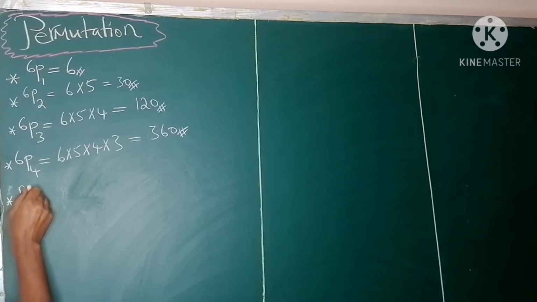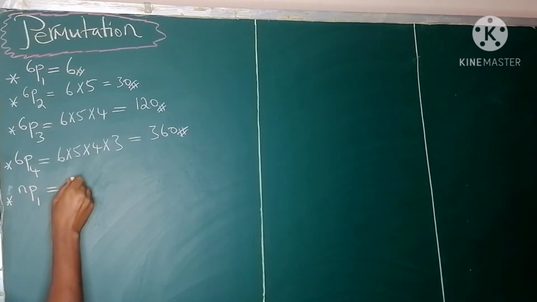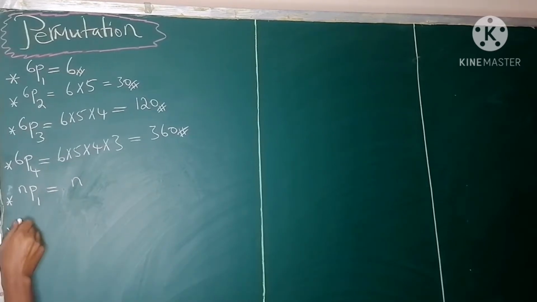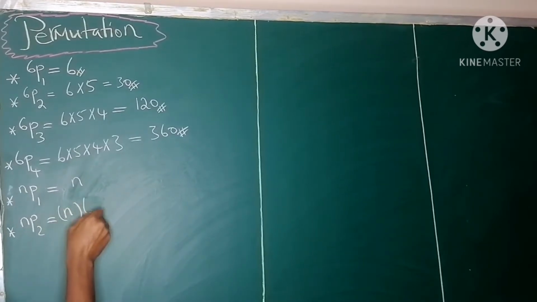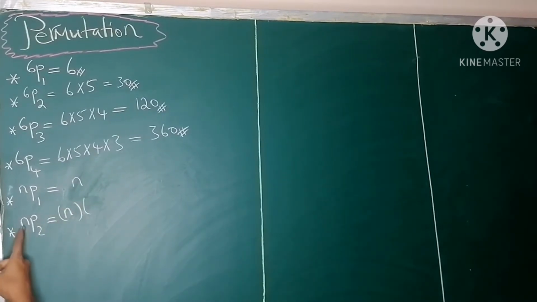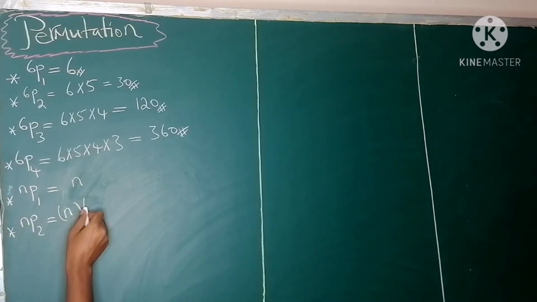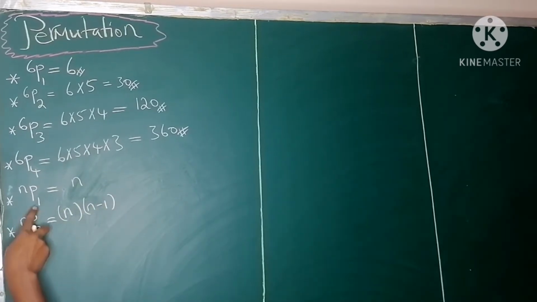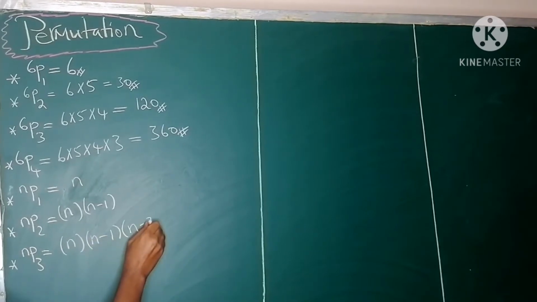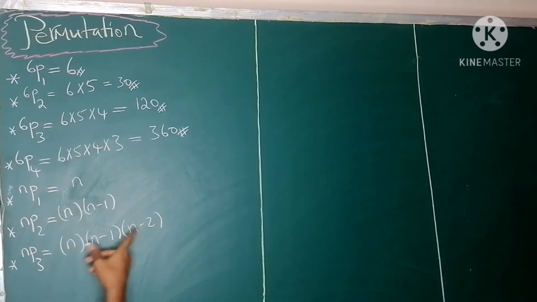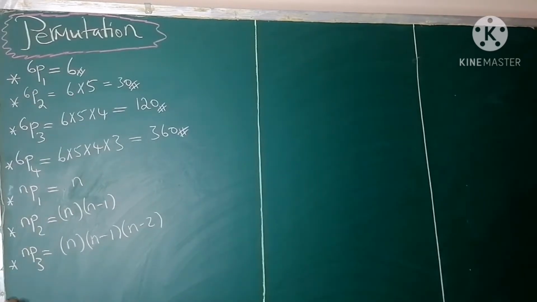In the same way we work with natural numbers, it can be letters like n. nP1 will be n. nP2: the first factor is n, the next one we have to decrease, subtract 1 from this n, to become n minus 1. So one factor, two factors. nP3 will be n, the second factor n minus 1, the third factor n minus 2. So these are three factors: 1, 2, 3. And so on.